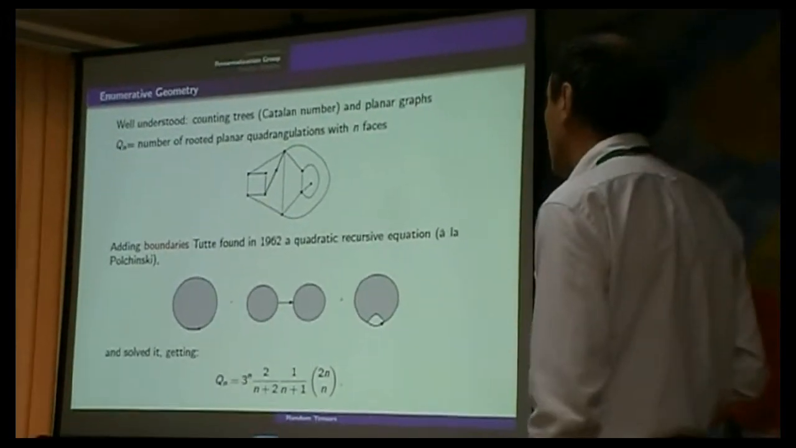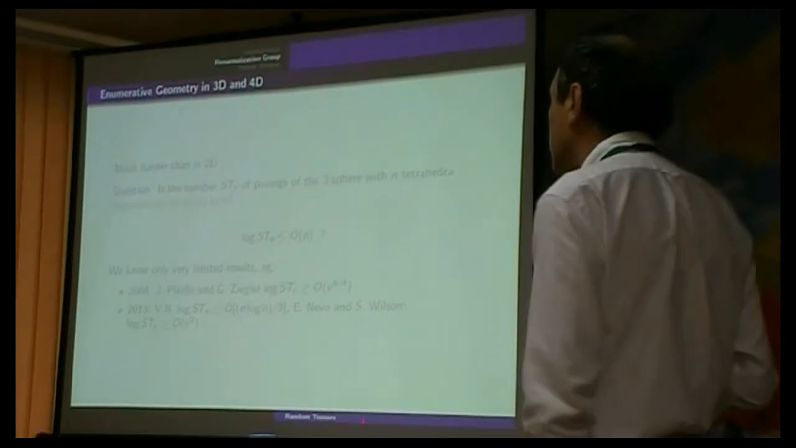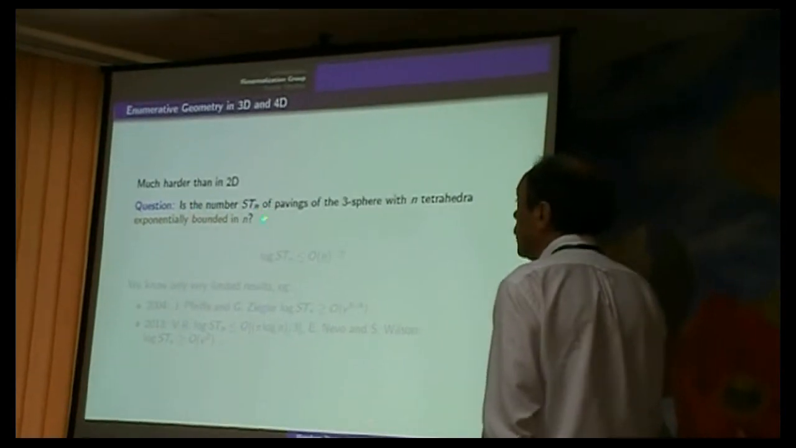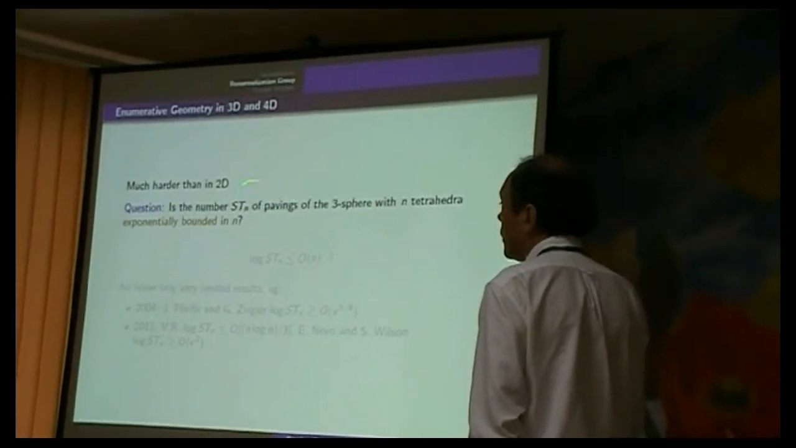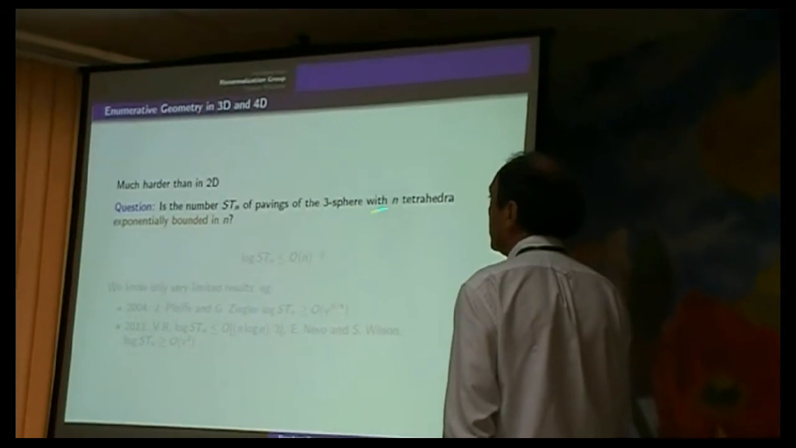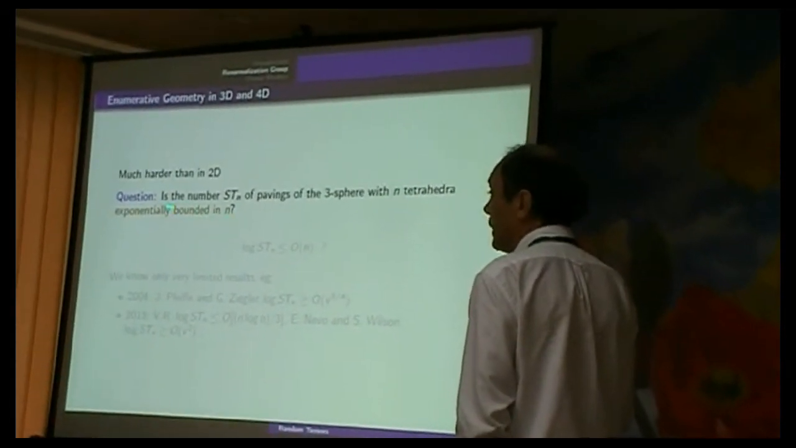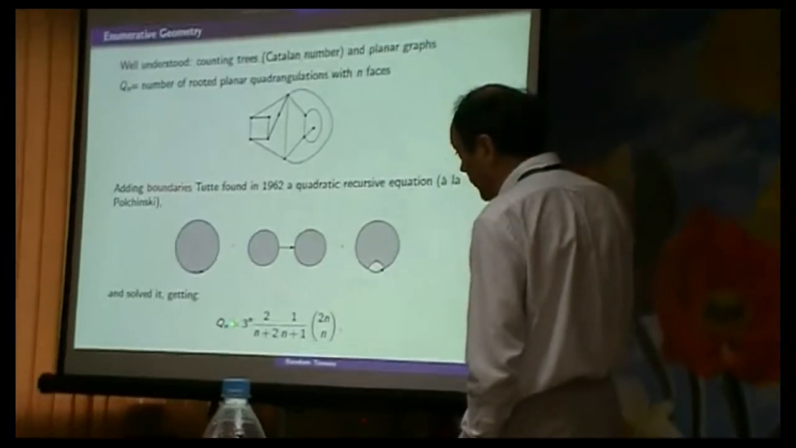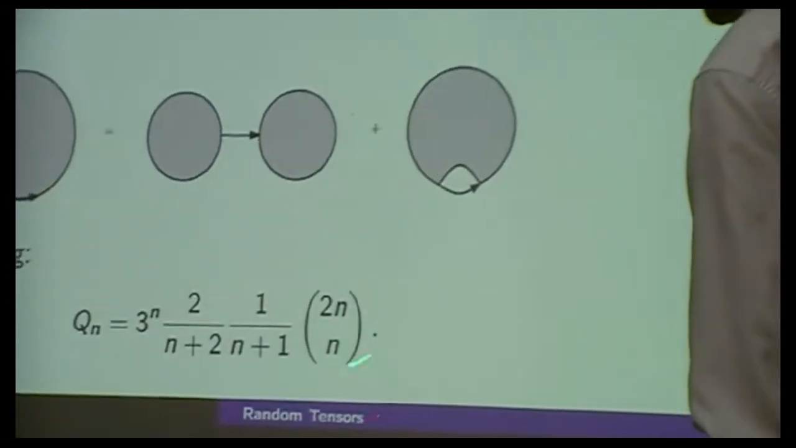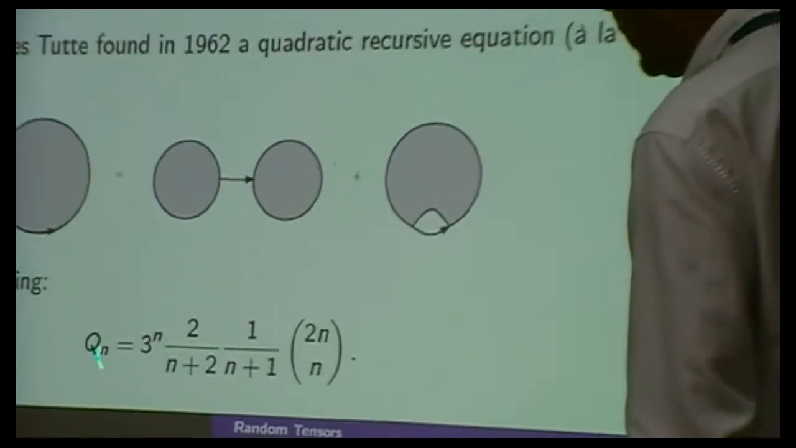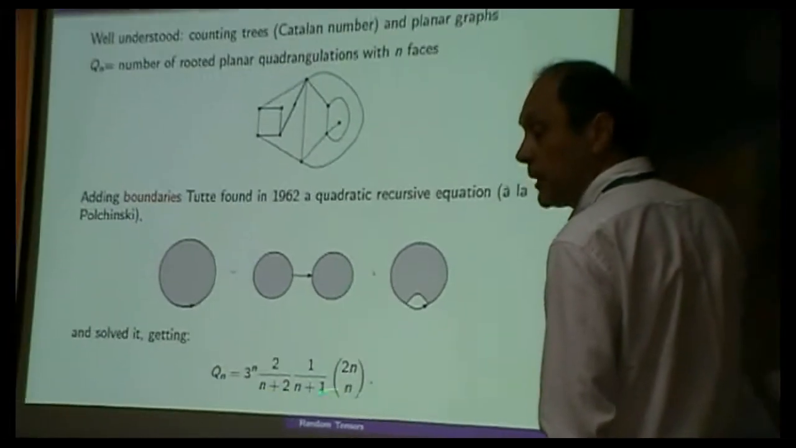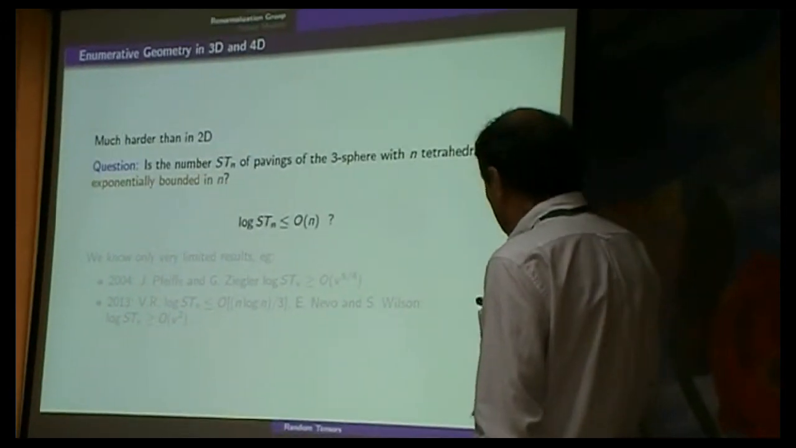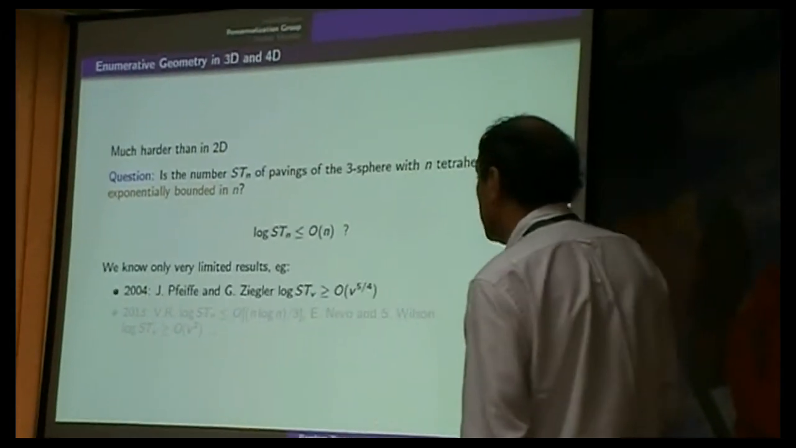What is the analog in more dimensions is completely unknown. For instance, in more than two dimensions, we don't even know whether the number of combinatorially distinct triangulations of the sphere with n tetrahedra is exponentially bounded in n or not. Here this function is exponentially bounded in n, because you have 3 to the n, this factor is bounded by 1, and the binomial is bounded by 2 to the 2n. So this is bounded by 12 to the n. Is this true in more than two dimensions? Well, we don't know. There are very limited results.